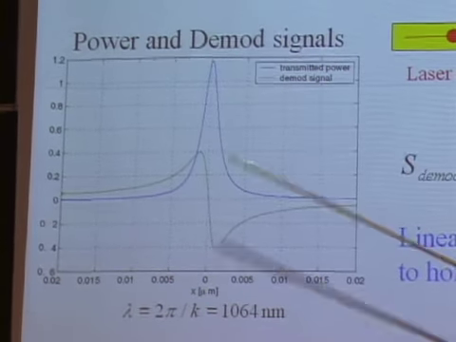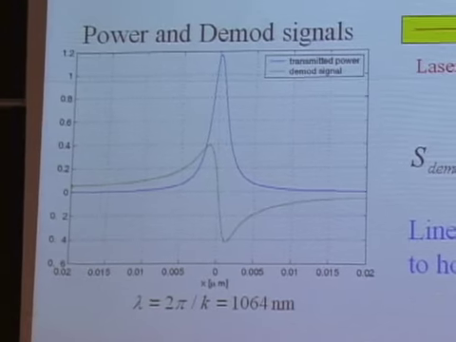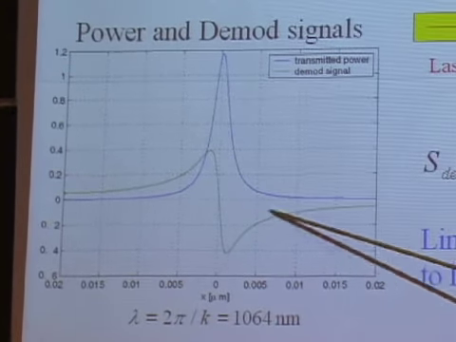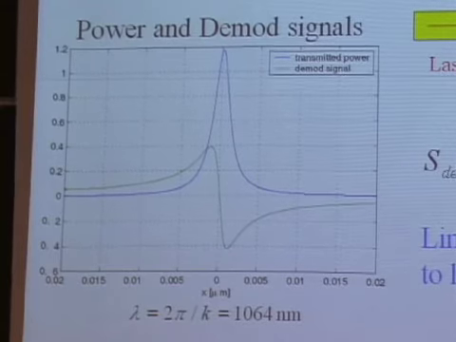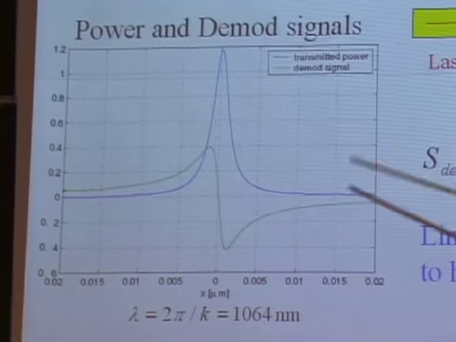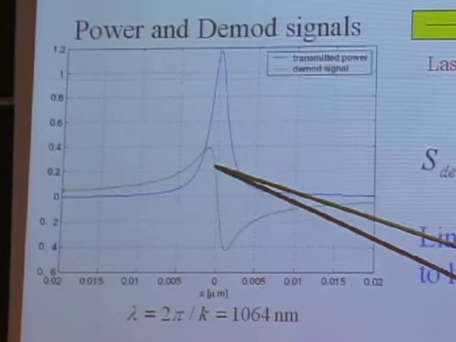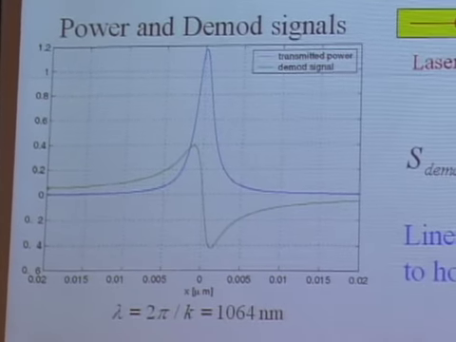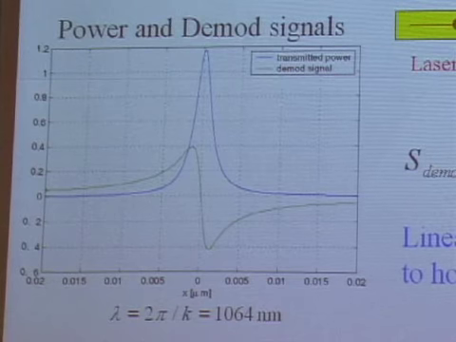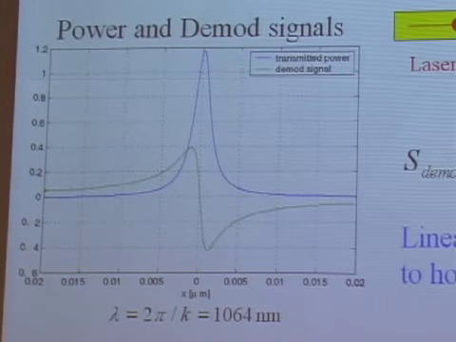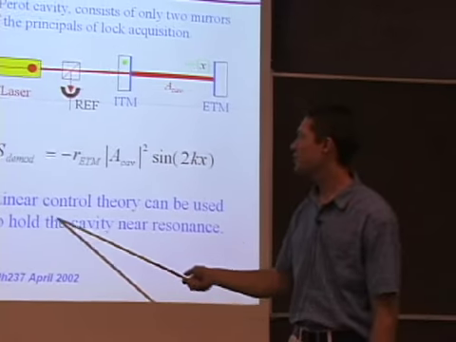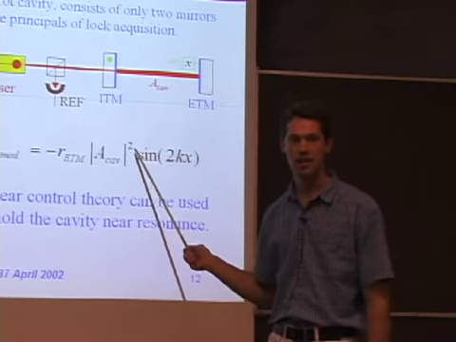The reason why it's off is because the mirror was moving. It's a detail. This is the signal you get coming out. If you demodulate what's coming out of this photodetector, you get a signal here. It has a very nice linear section near the zero crossing, and that's something you can feed into a linear controller, and you have all of the weight of linear control theory at your disposal to hold this cavity on that resonance.